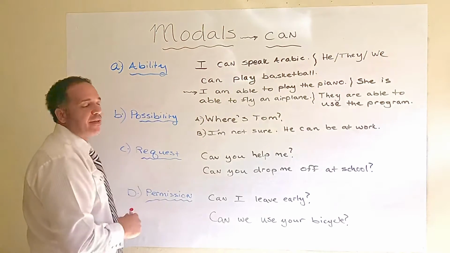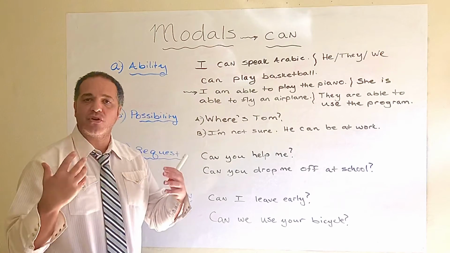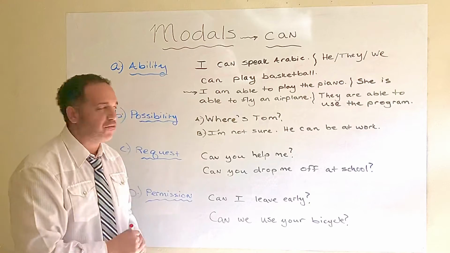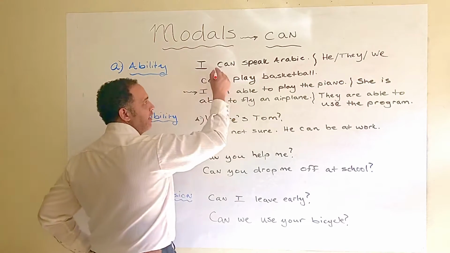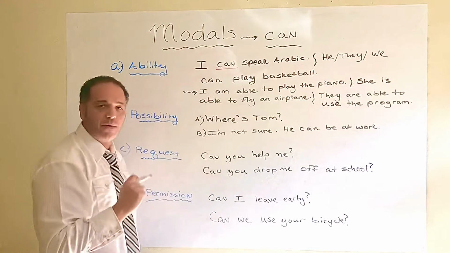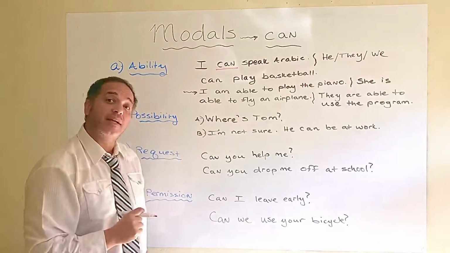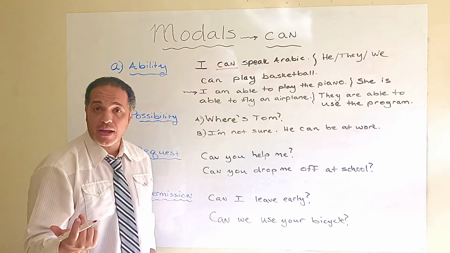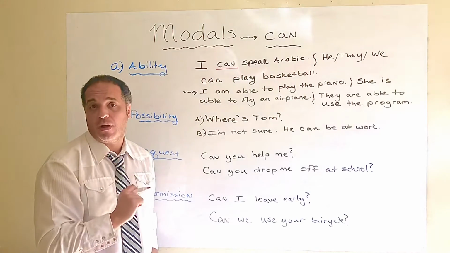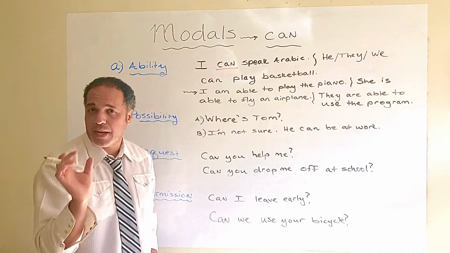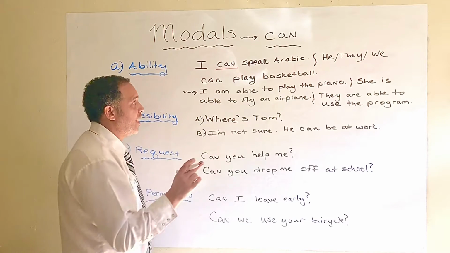Okay, the first way that we use can is when you are talking about ability, something that you know how to do. For example, I can speak Arabic. That means I have the ability to speak this language. I can play football. I can play the piano. It's just my ability.